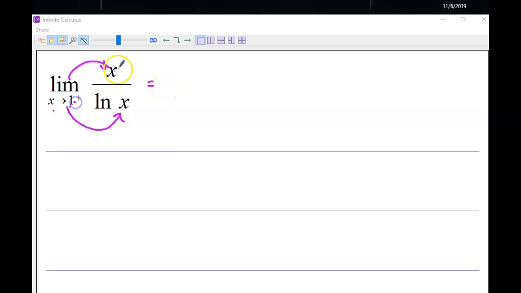So let's plug some stuff in. If I plug in 1, I get 1. And on the bottom, if I plug in 1, I get 0. And maybe you guys remember, maybe you don't. But if you have a number over 0, it's going to be infinity. So the answer for that one is infinity.